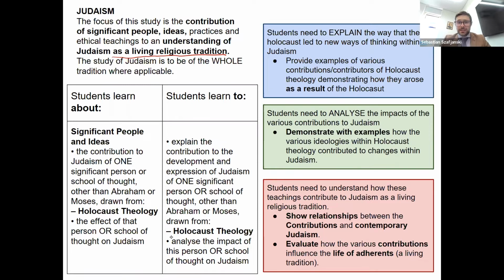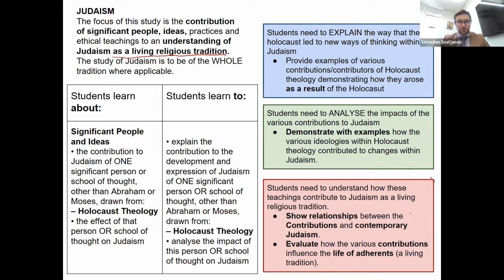Students need to understand how these teachings contribute to Judaism as a living religious tradition. So we're just at this bottom section now. So you're showing the relationships between contemporary Judaism and the contributions that were made in Holocaust theology. What's really important in this section is that you're looking at the variance, you're looking at how different Jewish groups may have responded to those ideas, or to even the event of the Holocaust, which is often a good way to show your marker a breadth of understanding.